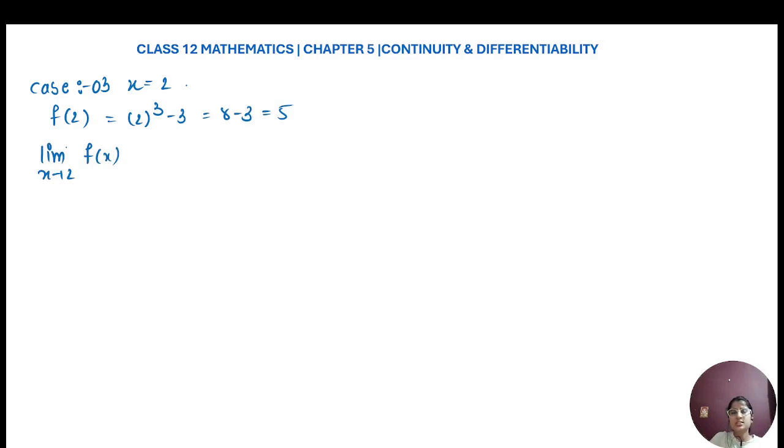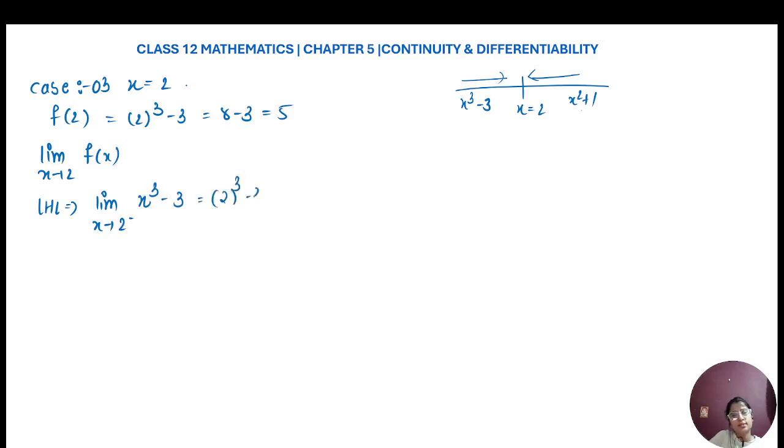Now see, as our function is defined differently on different sides, like the same thing we did in question number 2. For x equals 2, if you approach from the left hand side, you have a different function, and if you approach from the right hand side, you have a different function. From the right hand side, you have x square plus 1, and from the left hand side, you have x cube minus 3. So to find its limit, we will use the left hand limit and right hand limit. The left hand limit is the limit as x tends to 2 minus of x cube minus 3, so this will be 2 cube minus 3, that is nothing but 5.